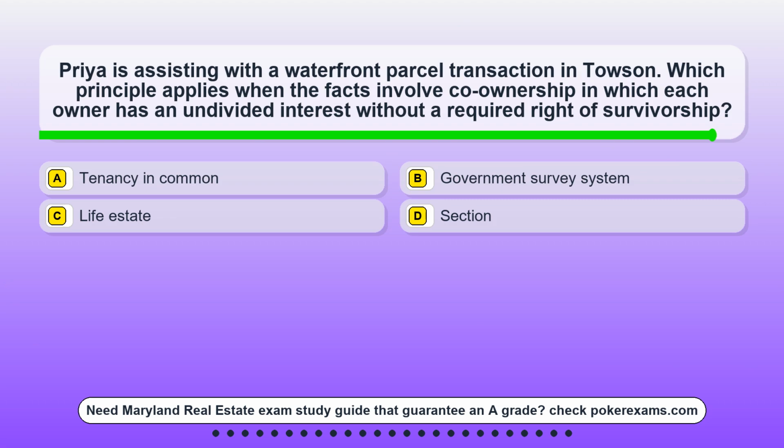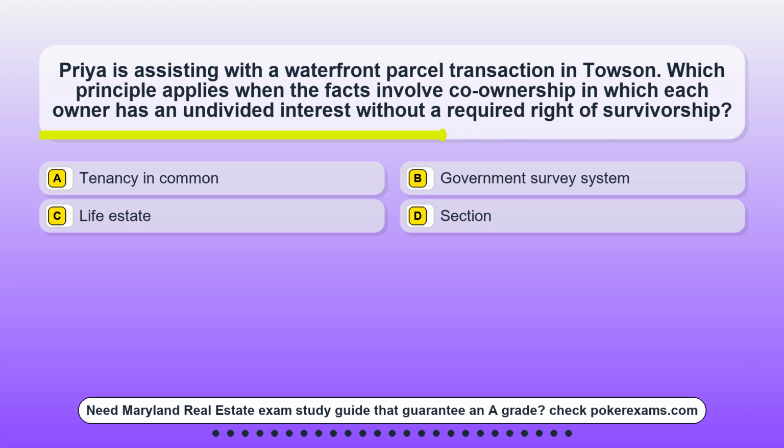Question 3. PREA is assisting with a waterfront parcel transaction in Towson. Which principle applies when the facts involve co-ownership in which each owner has an undivided interest without a required right of survivorship? Option A, tenancy in common. Option B, government survey system. Option C, life estate. Option D, section.